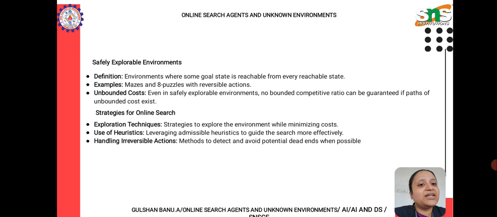Now what are the strategies? First, we have to explore the different kinds of techniques used and the minimal cost used for this process. The next is the heuristic value that you implement. The next one is handling irreversible actions. For example, if you are searching through n number of processes and the process goes on forever and ever, you will not get a solution, right? So you have to think about what has to be done for the irreversible actions.